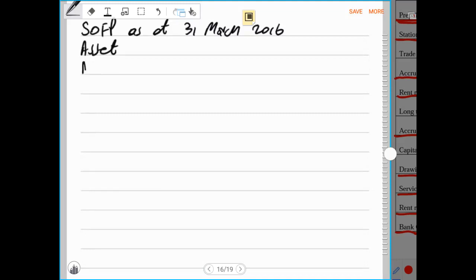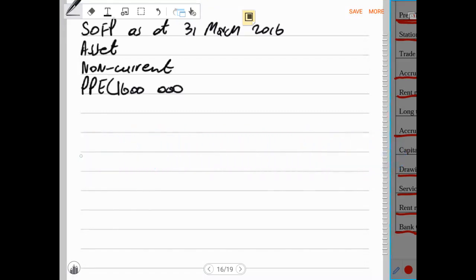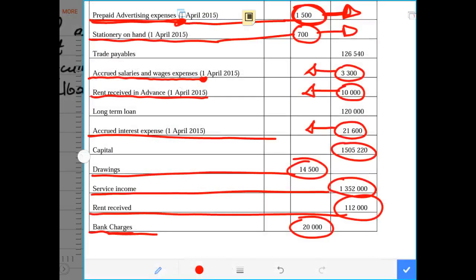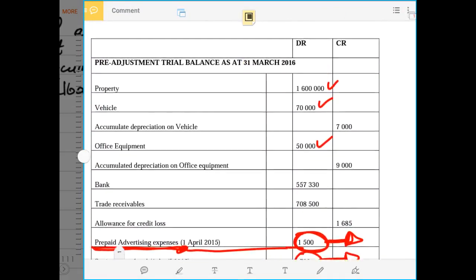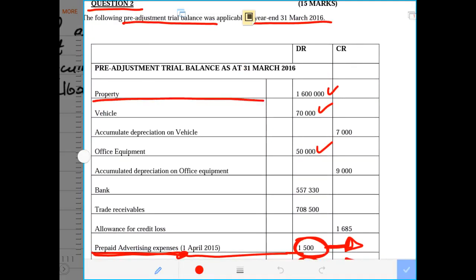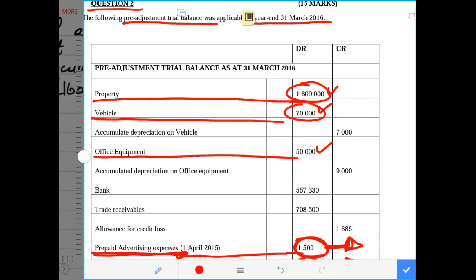Then after assets we have non-current assets, and under non-current assets we have property, plant and equipment. And under property, plant and equipment we record the property of 1,600,000 rands. Let me show you that. We do have an item of property, and that item of property is 1,600,000 rands. We record that. Then after, we also add vehicles of 70,000 rands and office equipment of 50,000 rands.